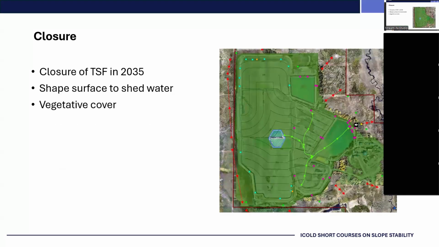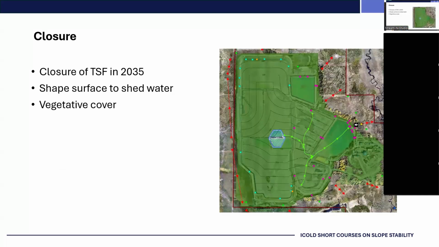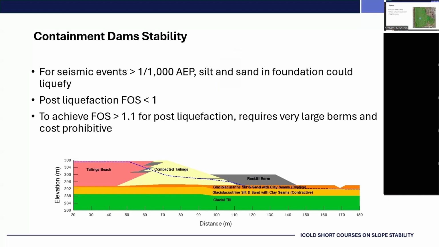However, we have to think about closure. Closure of this facility is currently planned for 2035. And this facility will be shaped to shed surface water with a vegetative cover placed on it. But this dam that I've shown here will remain in place. It'll be raised another 4 meters at the end of its operating life. So that's what closure would look like.